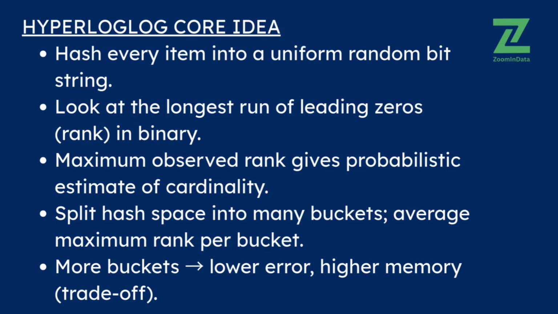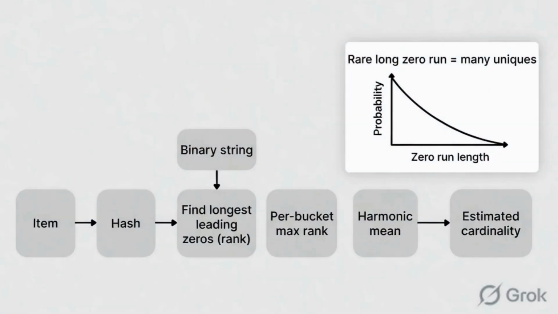To reduce variance, split the hash space into many buckets, typically 2 to the power of 14 equals 16,384. Compute the maximum rank in each bucket, then harmonically average them. More buckets mean lower error but higher memory, classic trade-off. This probabilistic observation of rare events, long zero runs, lets HLL estimate billions of uniques with just kilobytes. It shows exactly how Hyperloglog estimates distinct count with almost no memory.